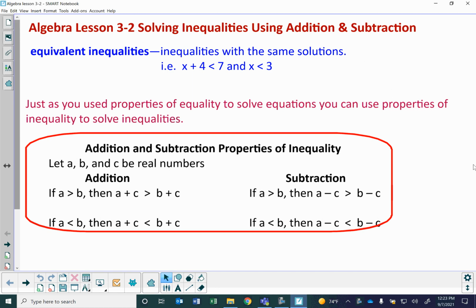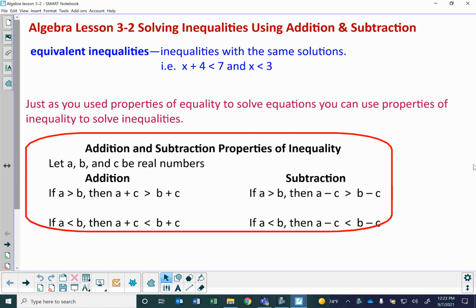This is Algebra Lesson 3-2, Solving Inequalities Using Addition and Subtraction. Equivalent inequalities are inequalities with the same solution. For example, x plus 4 is less than 7 and x is less than 3 is the same inequality. One is solved and one is not.